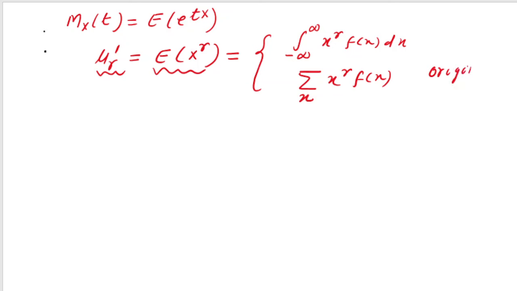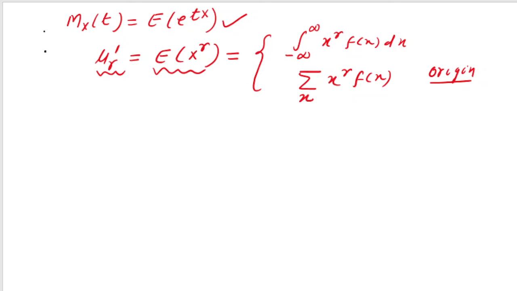Now I will not be repeating this term again and again. When I talk about mu r dash, it is basically the rth order moment about origin. And what is the rth order moment? It is the expectation of x to the power r, calculated by using these two formulas. But the moment generating function can help us calculate the rth order moment, or any order moment, with the help of this function. How it can be calculated is what I am trying to explain.